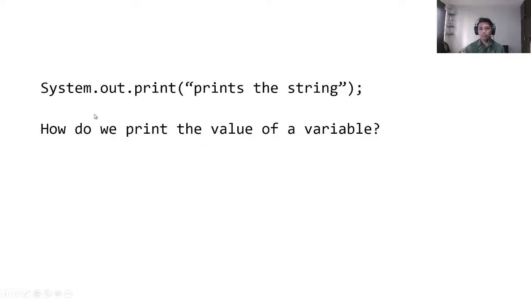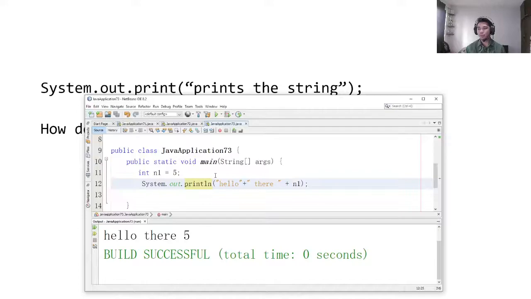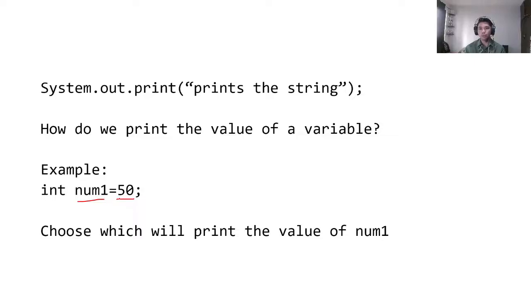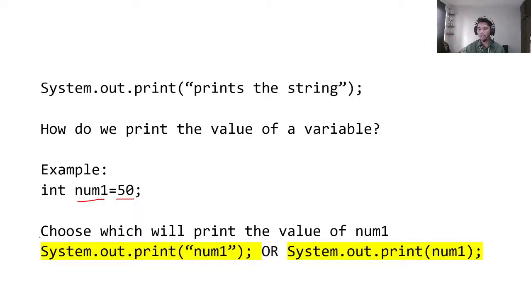If we use system.out.print, it actually prints everything that is written inside quotation marks. And if we want to print a variable, all we have to do is place the name of the variable. So quick question for you. Let's say we have a variable with the name n1. It has a value of 50. Which do you think will print the value of num1? Would it be this one, or would it be this one?